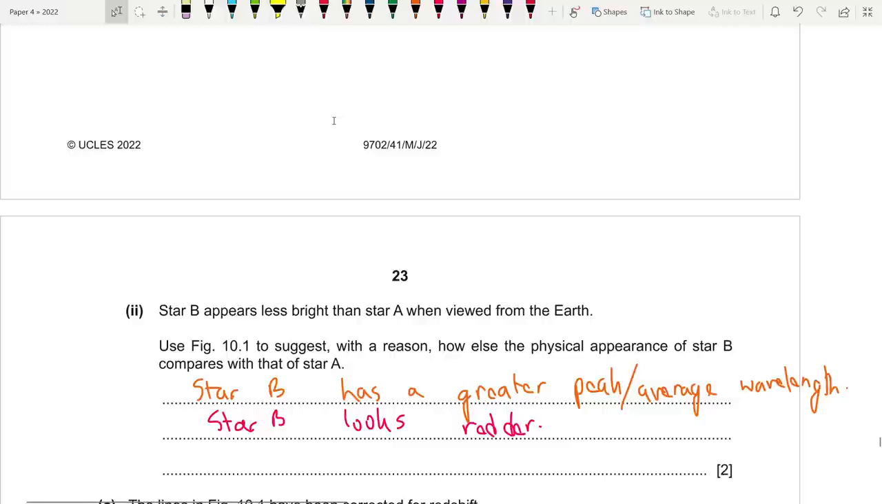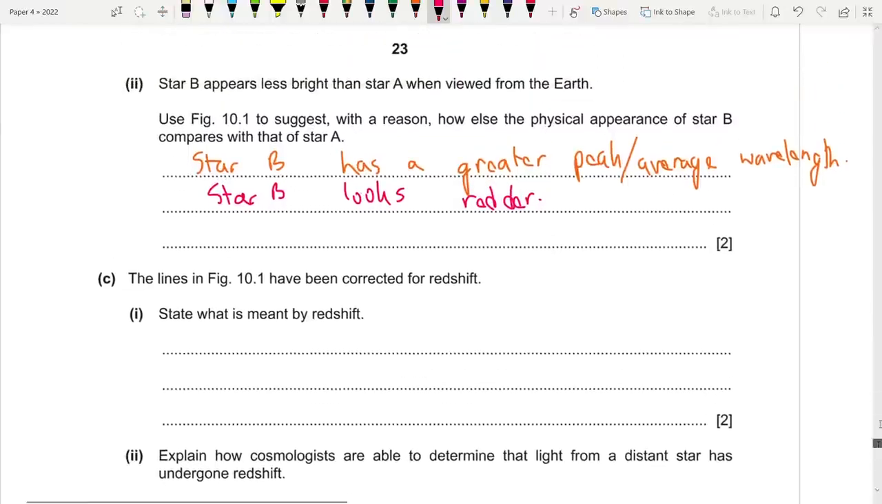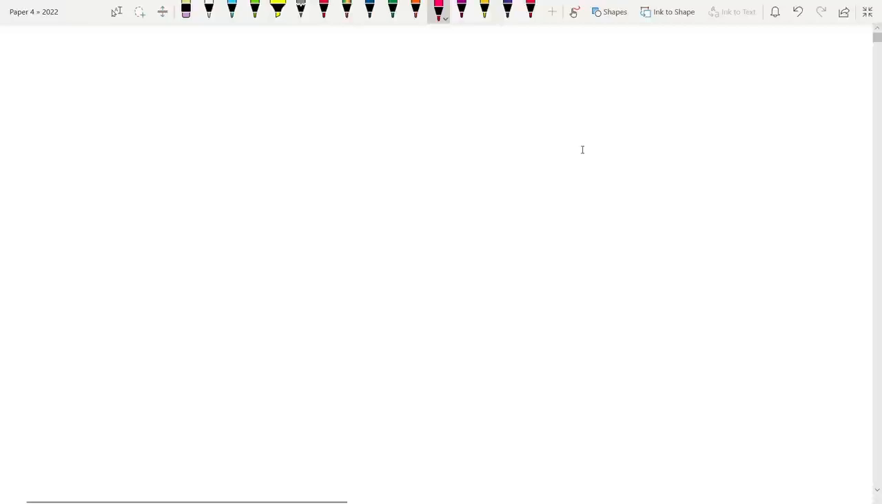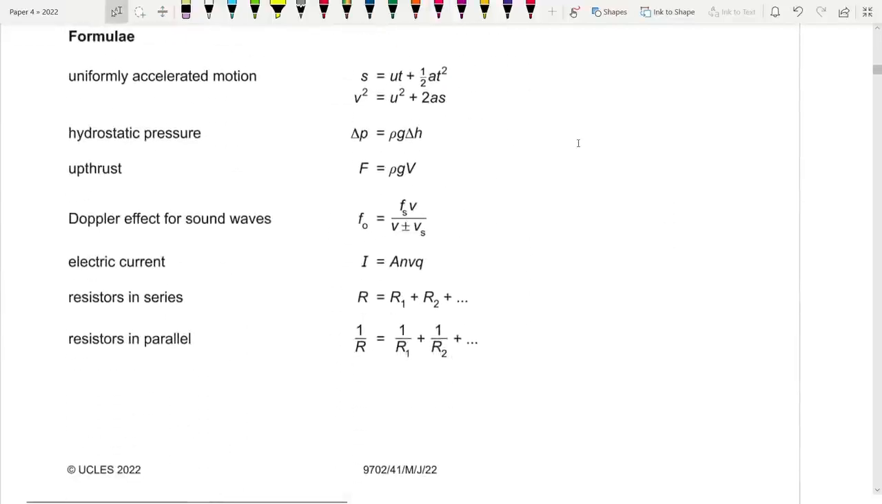So compared to the actual one, compared to the original frequency or the original wavelength, the observed wavelength would be greater, or it would be more red essentially, right? So what is meant by redshift? We have two forms of wavelength according to the Doppler effect. One is the frequency or the wavelength of the source, and the other is the observed or apparent wavelength. As you can see in the formula for the Doppler effect.